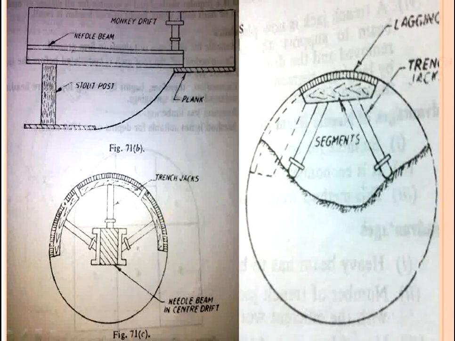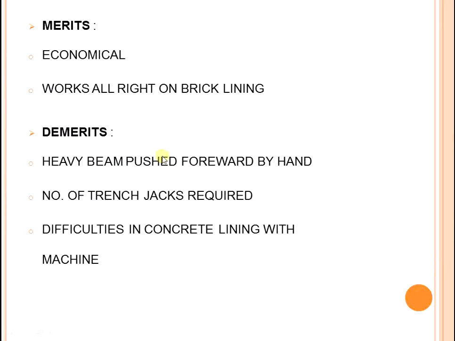Next, what are the disadvantages? The heavy beam is pushed forward by hand, so the whole process is done manually. A number of trench jacks are required at the time of needle beam method applications. There are difficulties in concrete lining with machines. It is very difficult to do concrete lining on the outer surface, so we have to use brick masonry work.